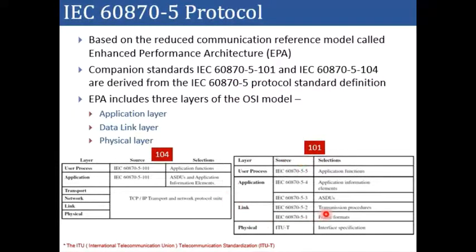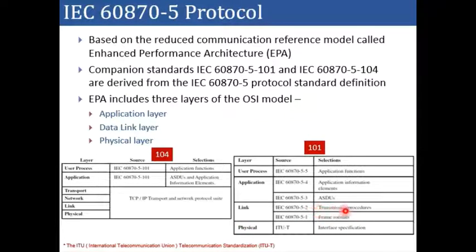So if you see IEC 60870-5-101, in short we call it the 101 protocol. The physical layer of 101 is based on ITU-T, that is International Telecommunication Union Telecommunication Standardization. So the interface specification has been taken from ITU-T, and the frame formats required for data communication are defined in IEC 60870-5-1, which is defining the link layer level data formats.